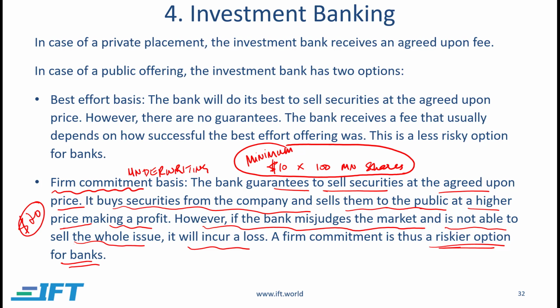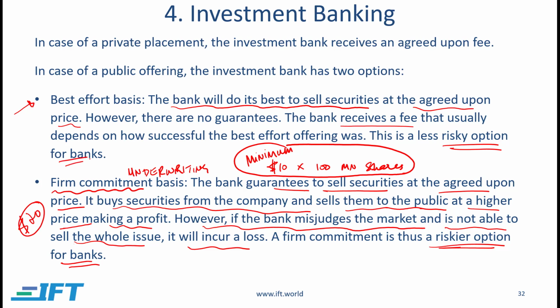Before I get into how investment banks actually make it easy for them to make money on the firm commitment, let me first talk about the best effort basis. Now, here there is no commitment, right? The bank is saying, hey, I'll just do my best to sell these securities at the agreed price. Whatever is sold, just give me a certain percentage of that as a fee, 1%, 2%, whatever. Depends on the negotiation. But here there is no risk for the bank. It's a much less risky option for the bank.